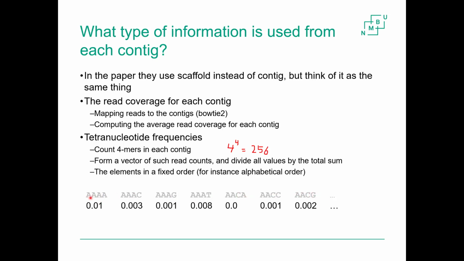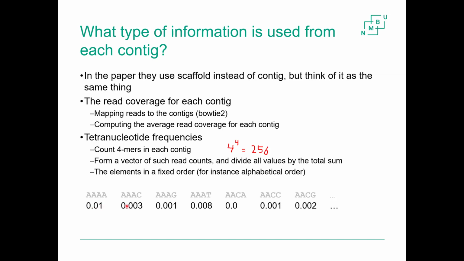So here we can see that this 4-mer, AAAA, has a value 0.01, meaning 1% of all the 4-mers are this 4-mer. And here 0.3% of all the 4-mers is this one, and then 0.1% is this one, and so on. So you get these relative frequencies.